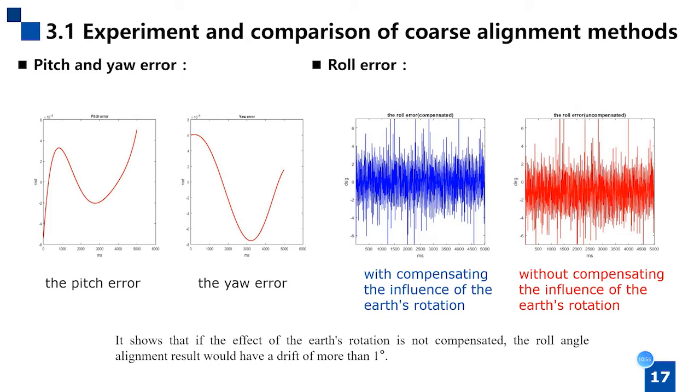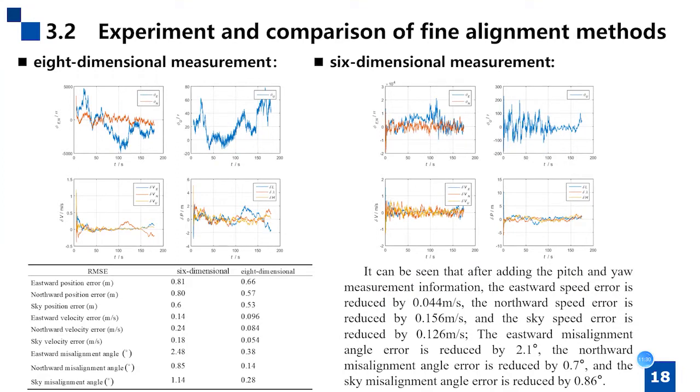The left figure shows the pitch and yaw errors of the guided projectile. The right figure shows the alignment error of the yaw angle after compensation for the influence of the Earth's rotation, and which is not compensated. It shows that if the effect of the Earth's rotation is not compensated, the yaw angle alignment result would have a drift of more than 1 degree. This paper gives the experiment and comparison of the alignment methods.